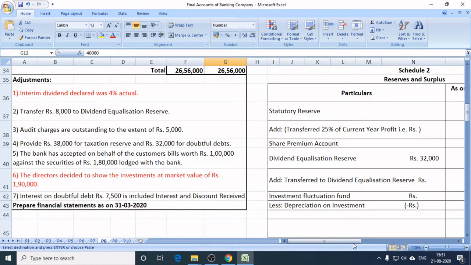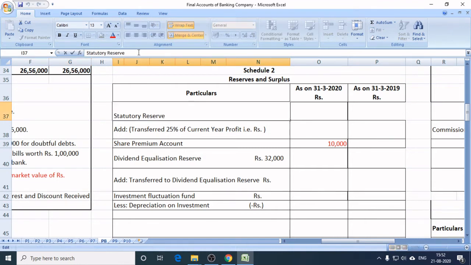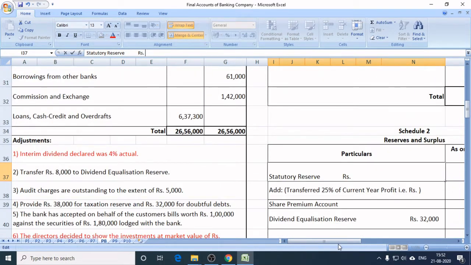Now it is bank's opening balance of statutory reserve, and we will show that balance in schedule number 2, reserve and surplus. So you can show that balance in inner column, but it is better to show that balance in inner column only, because we have to add this year's 25% of current year profit. So balance, I think it is 40,000. Yes, it is 40,000. So I'll show that balance here, rupees 40,000. This is the opening balance of statutory reserve.